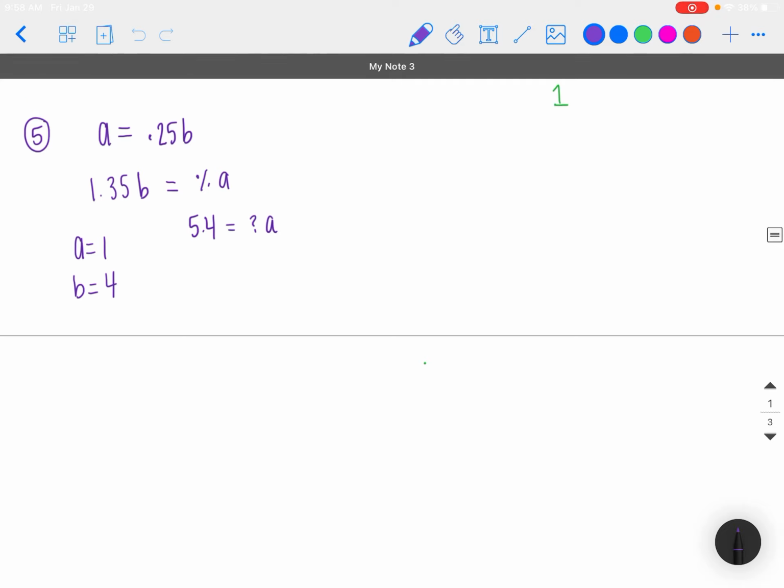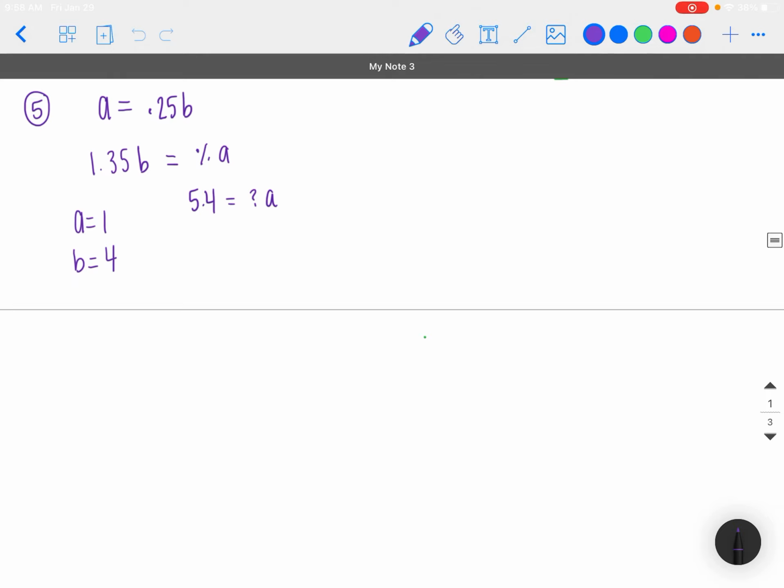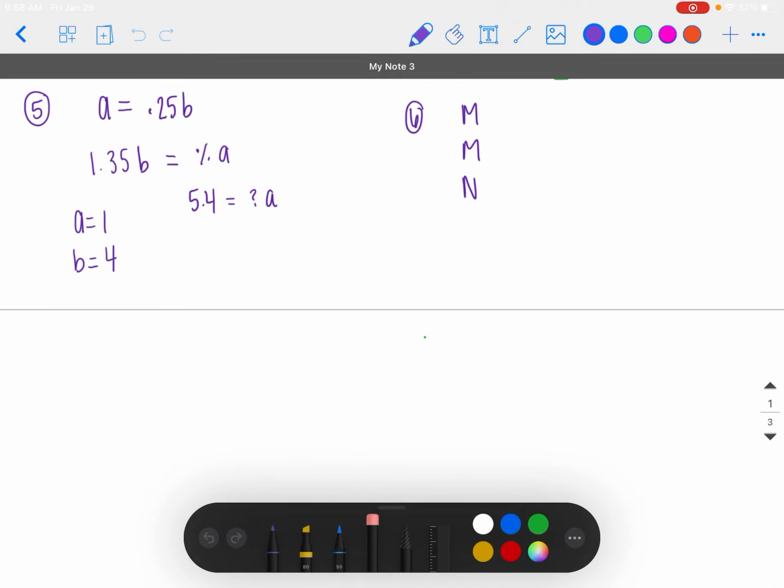All right, number 6. So coordinates, we have M, N, and then we have a midpoint. Oh, let's not make that M. Let's make it P.